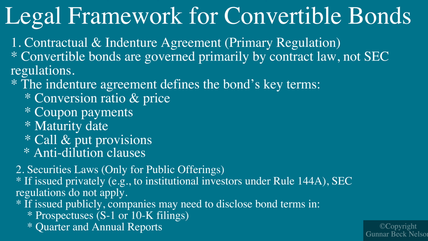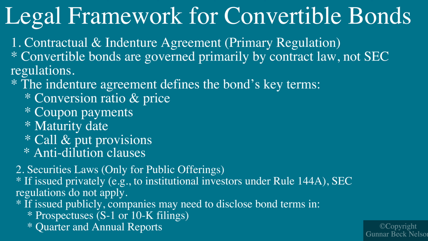Now, if we were to go over the legal framework for convertible bonds, we have to understand the context it will be set in, since convertible bonds can be sold in both private and public offerings. In the context of primary regulation, convertible bonds are governed primarily by contract law, not SEC regulations, which makes them attractive for businesses to issue. The indenture agreement defines a bond's key terms between the investor and the business, where the conversion ratio and price are already set, along with the coupon payments, maturity date, call and put provisions, and an anti-dilution clause, since there has to be some collateral to structure the bond.